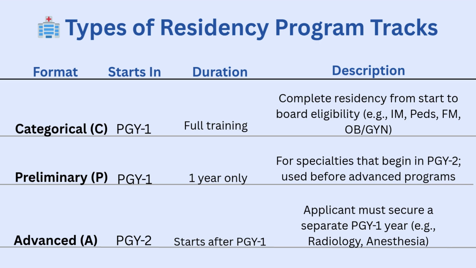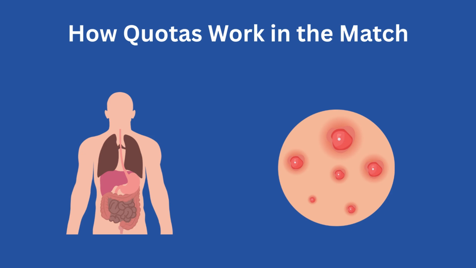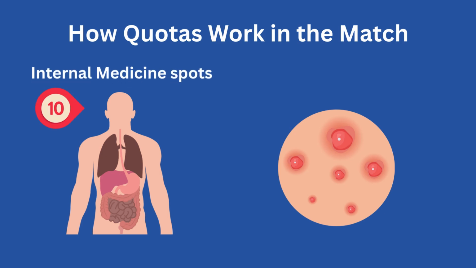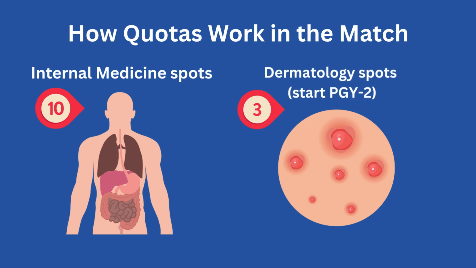Advanced. These positions start in PGY 2 and follow a preliminary year. Applicants must find their own PGY 1 intern year if applying for an advanced position. Programs must report how many positions they plan to fill in each of these categories. This number is their quota and it is binding within the match. For example, a hospital might offer 10 categorical internal medicine spots. Another might offer 3 advanced dermatology spots starting in PGY 2. The match algorithm will attempt to fill these positions based on how programs rank applicants and how applicants rank programs.